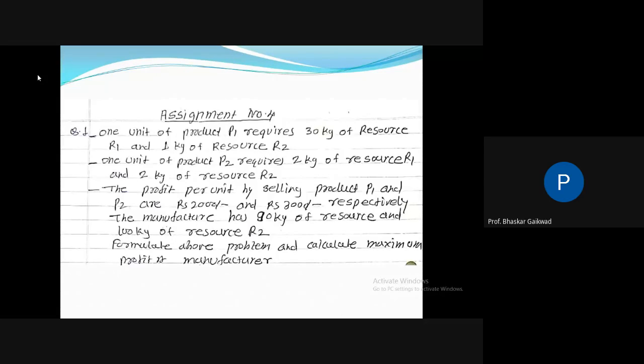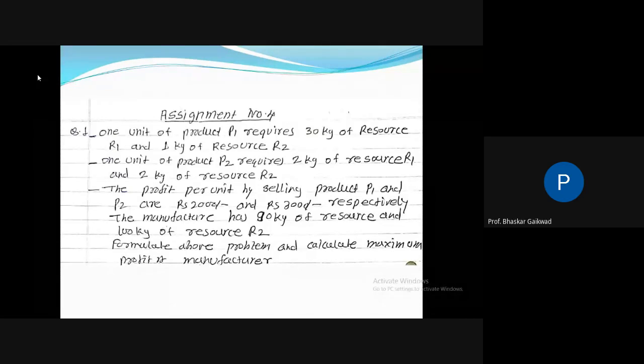P1 requires 30 kg of R1 and 1 kg of R2. P2 requires 2 kg of resource R1 and 2 kg of resource R2. The profit per unit by selling product P1 and P2 are given. If we sell product P1 and P2, you will get profit 2000 and 3000 respectively.